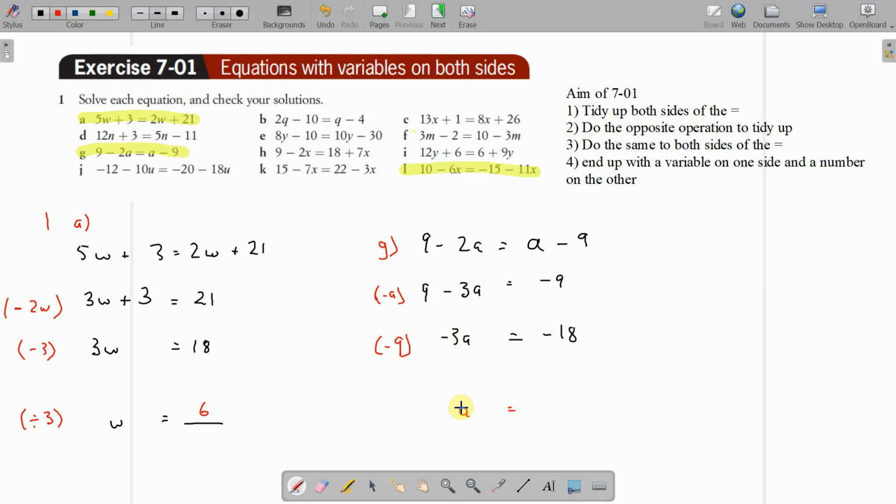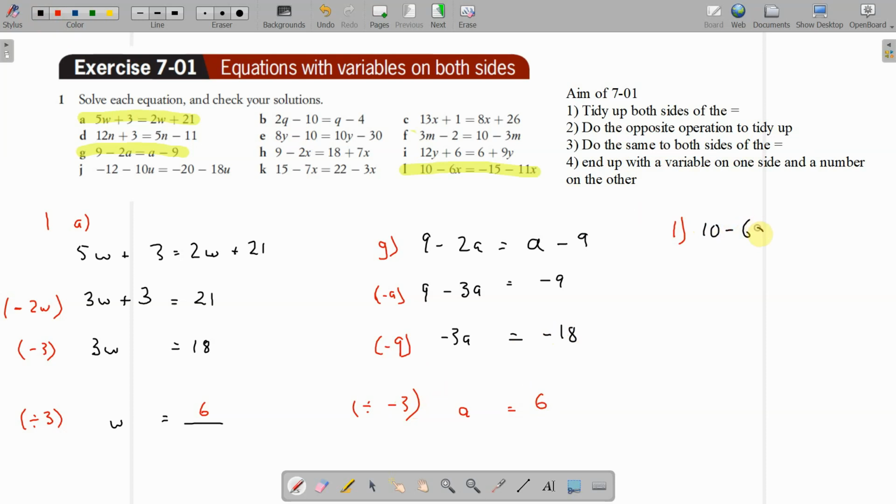Now minus 3a, to get to a, you have to divide by the coefficient, minus 3. Divide by minus 3. That will do it for us. Then do the same to both sides. Negative 18 divided by negative 3. Negative divided by negative is a positive. So a equals 6.